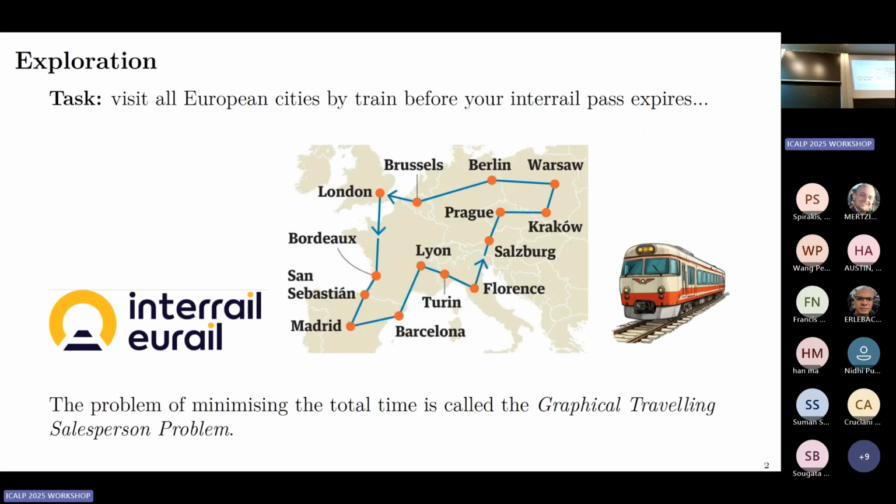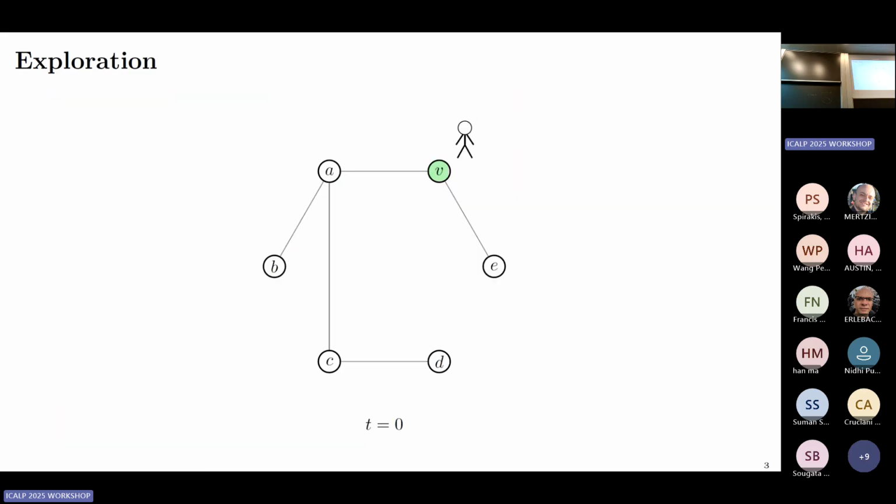I will skip the introduction a bit short because I just heard about what exploration and temporal graphs are. So I don't have to go too much into detail. The idea is you have some network, you want to visit all the vertices, for example, taking the train to go to all the cities in Europe or something like this, and you want to do this as fast as possible. So you have some underlying graph.